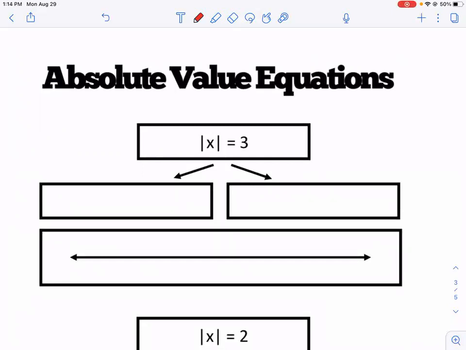Eventually, I'll have you take this into your journal, but right now we're just going to focus on the math. Okay, so the absolute value of x equals 3. Well, that means that x could equal 3 or x could equal -3.